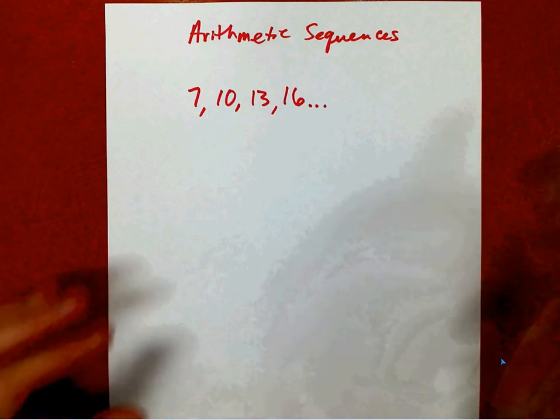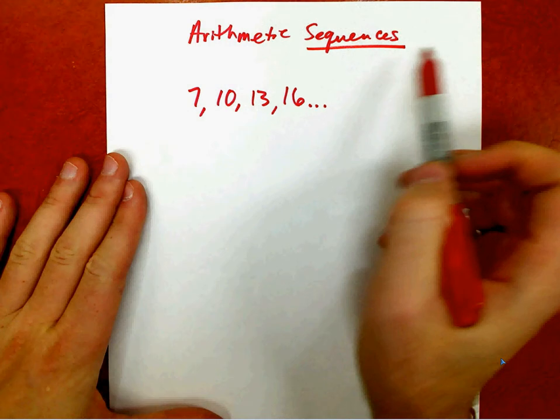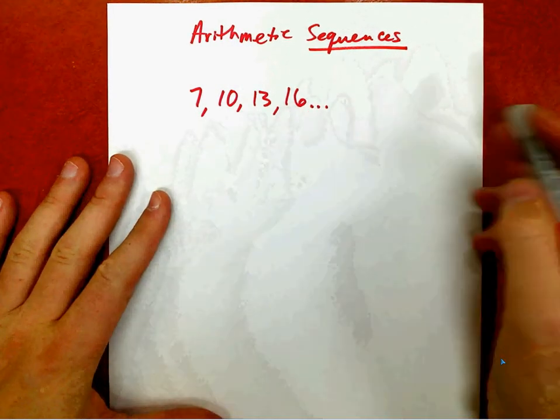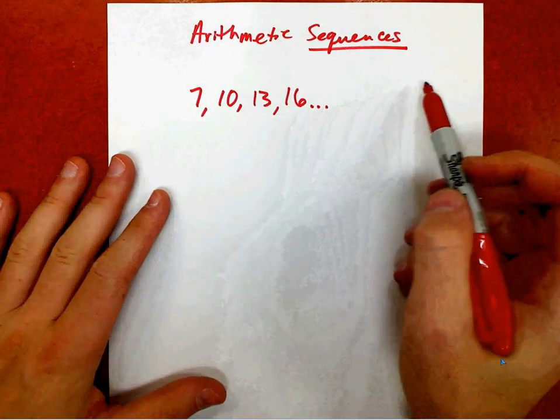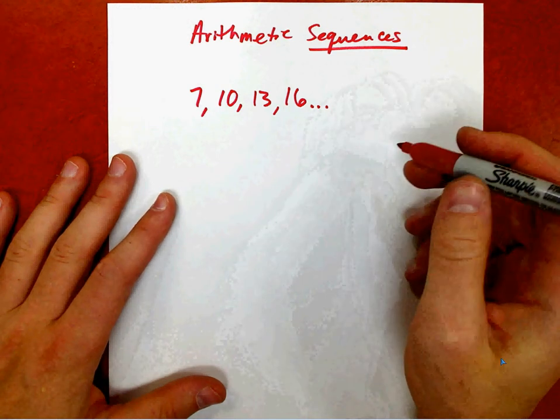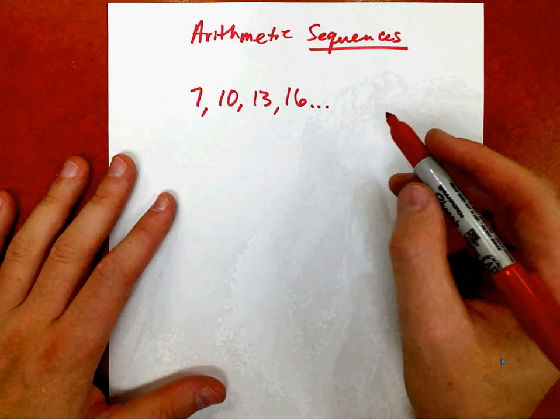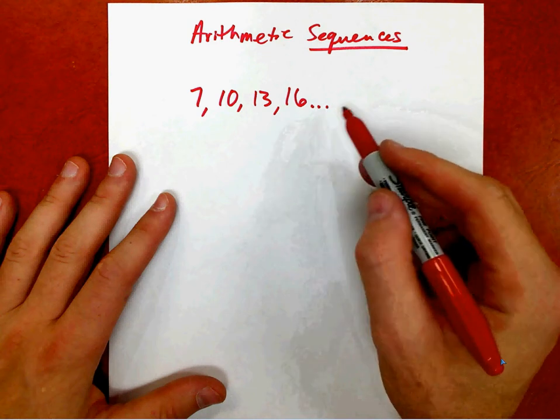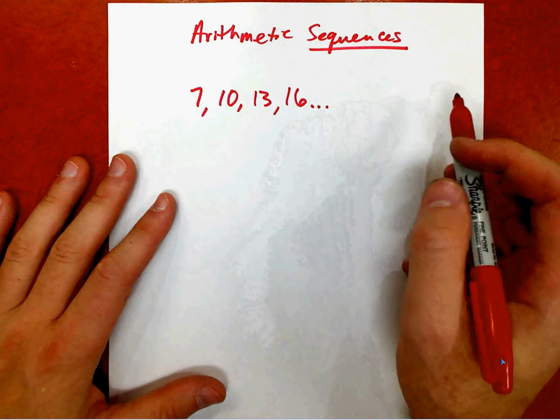Sequences. Gotta love sequences. This particular arithmetic sequence seems to go on forever. We could write out all the numbers of the sequence, but it would take us a lifetime. That's why there's a dot, dot, dot. It's going to keep on going.